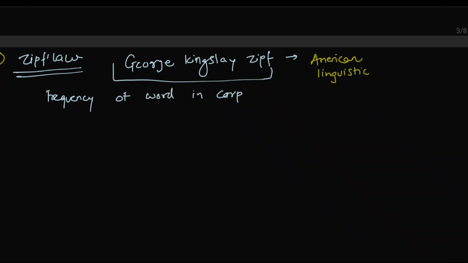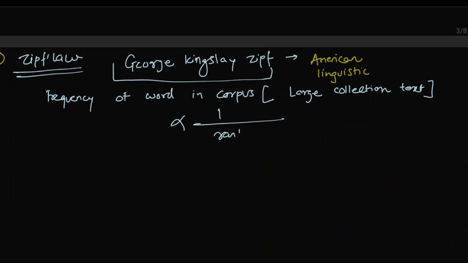So when I say corpus, the corpus is nothing but a large collection of text. Okay, it is inversely proportional to its rank. In simpler terms, the most frequent word will appear roughly twice as often as the second most frequent word, and three times as often as the third most frequent word, and so on.